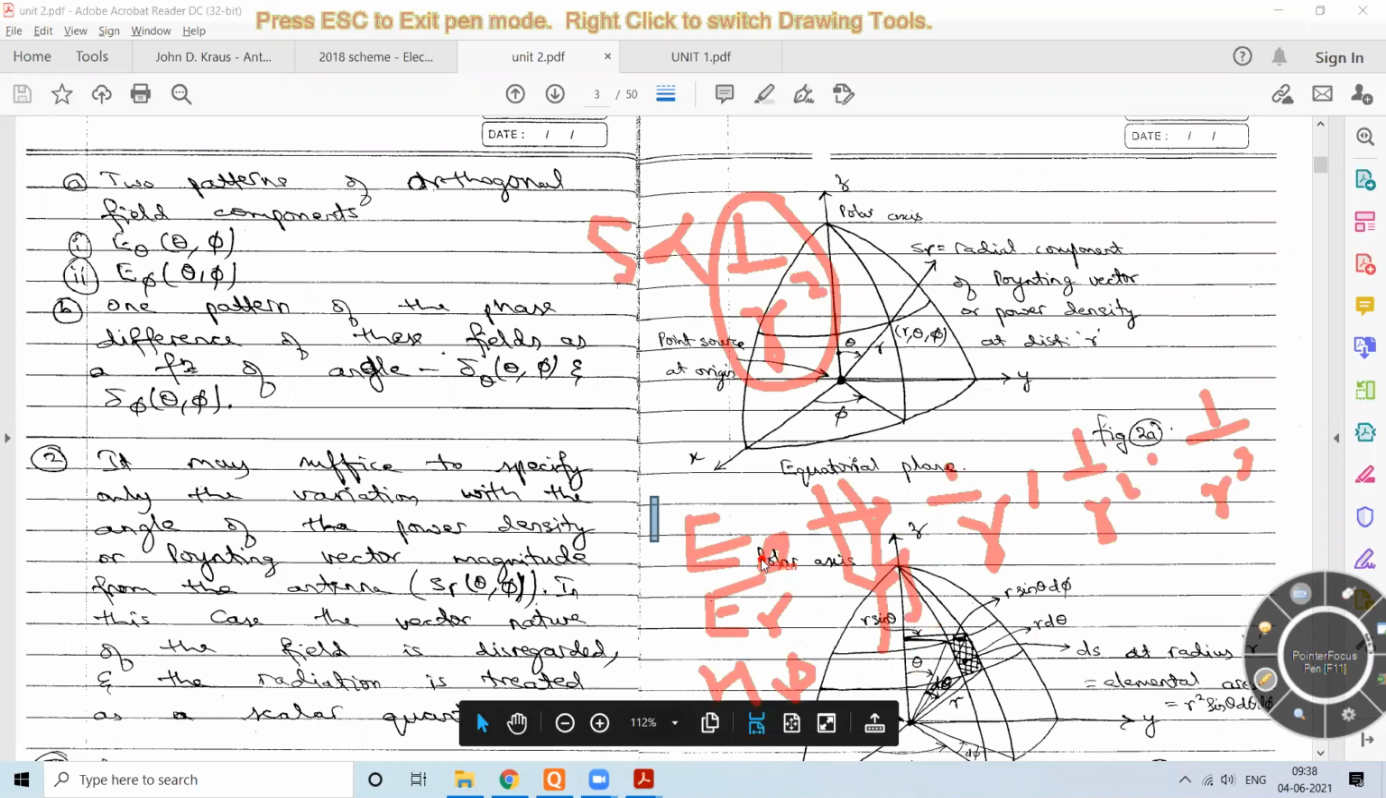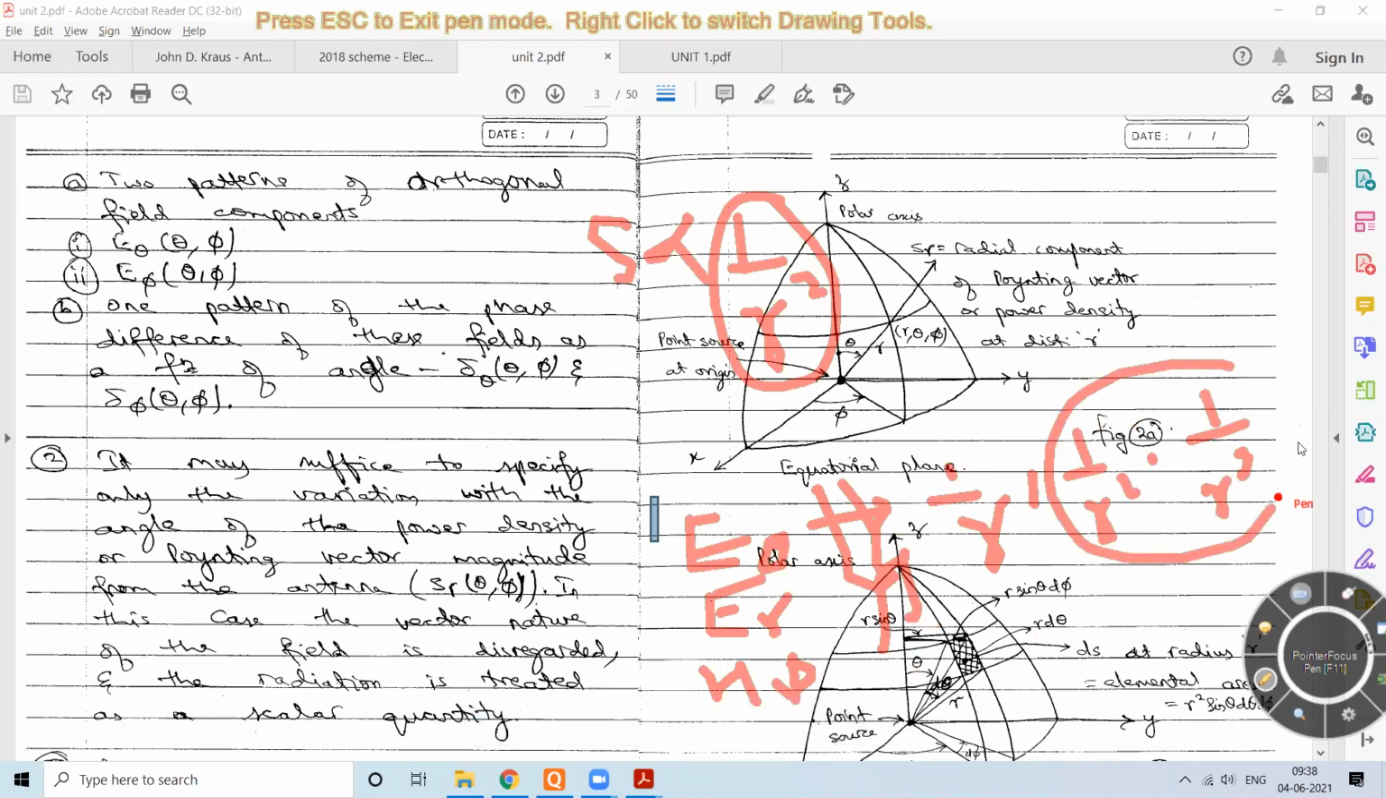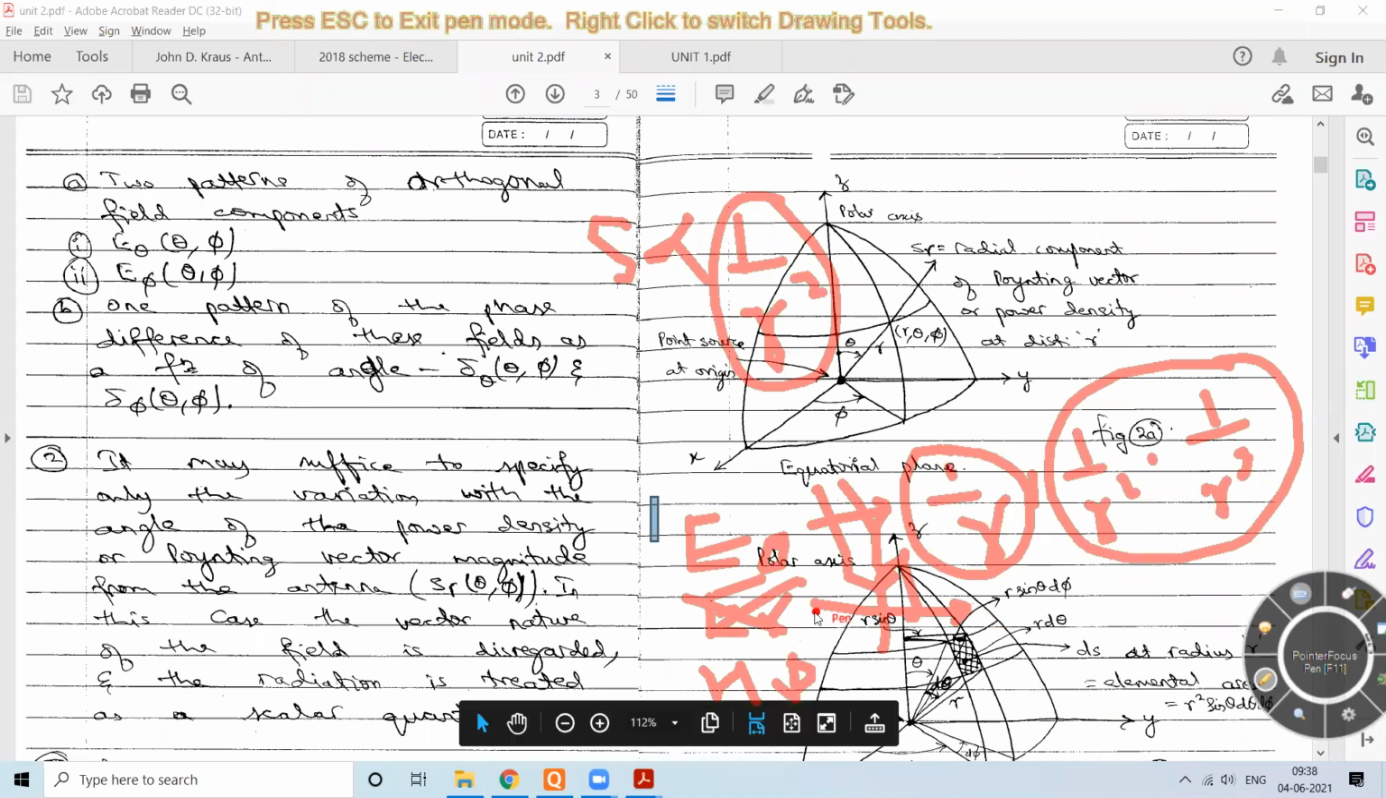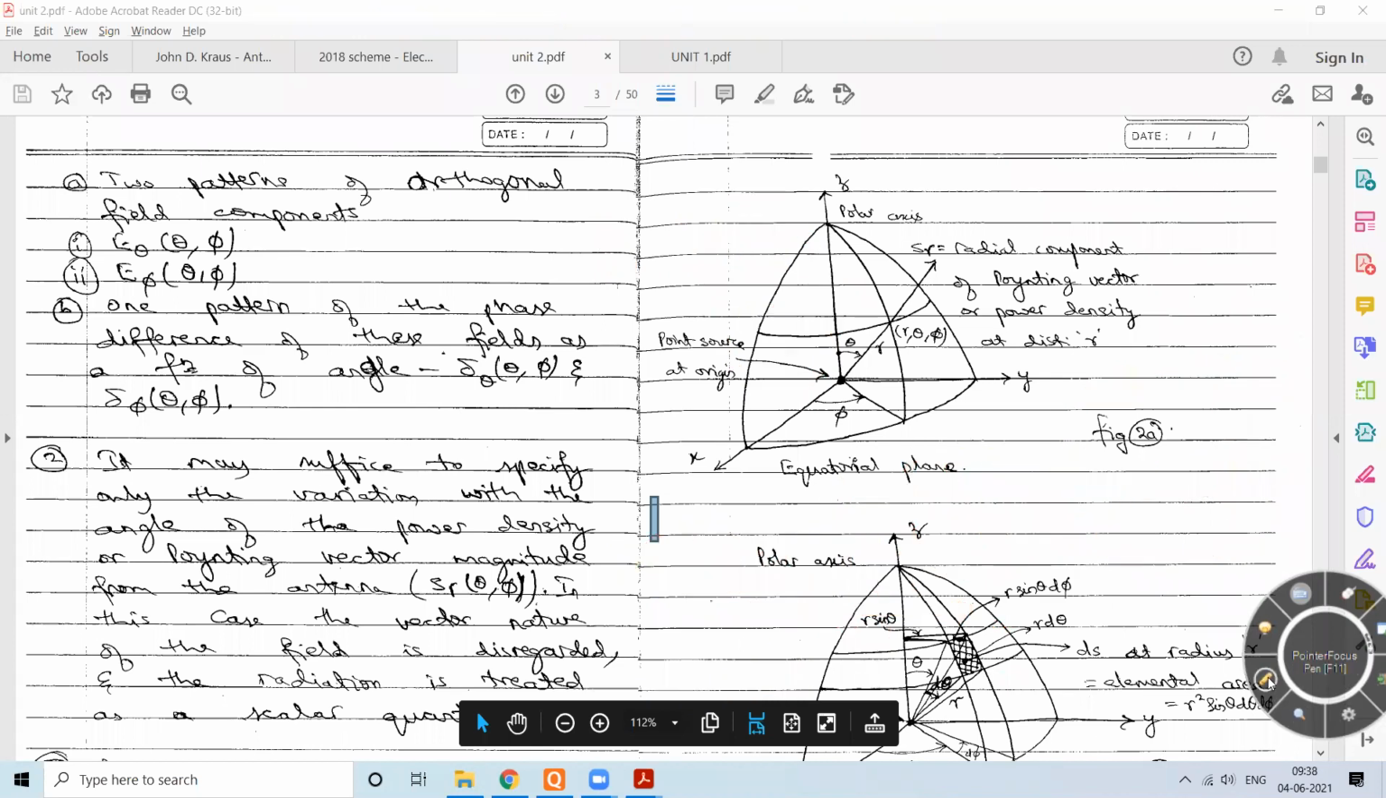When I move further, these two components become negligible. In that case, we neglect these components and retain only the components with 1 by r. So even E r goes off, because it has only 1 by r square and 1 by r cube components. It is not having a 1 by r component, because of which E r nearly turns out to be 0, and the only components left are E theta and H phi. This again we'll be discussing.